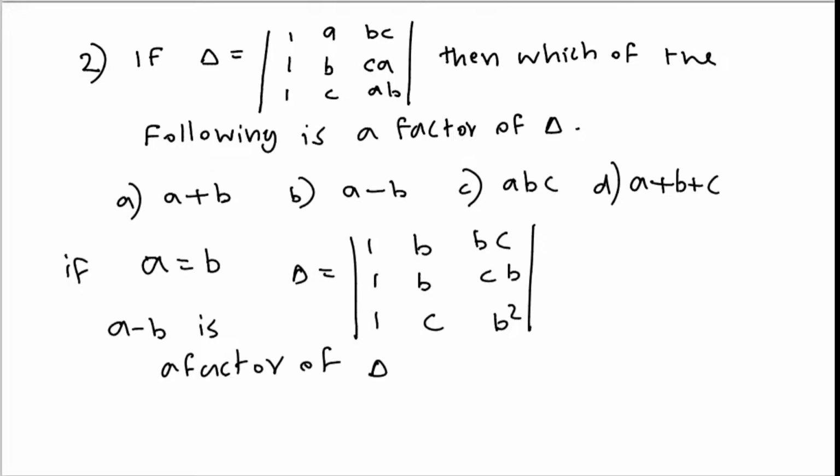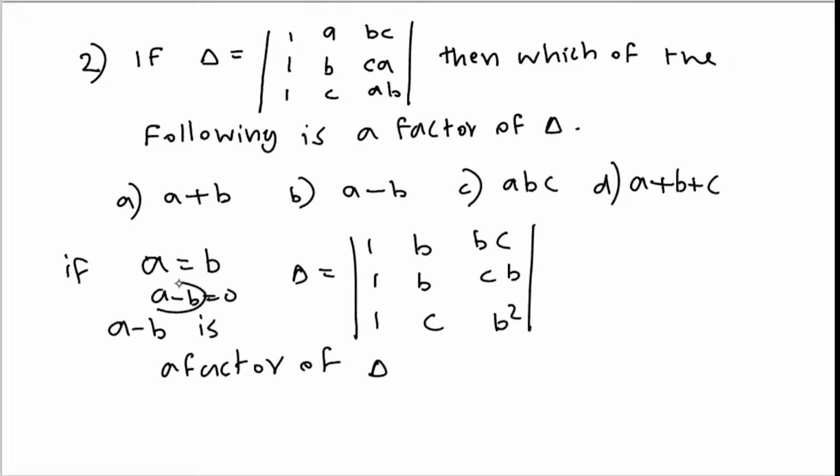I will explain once more. When I substitute A equal to B, I get the determinant as this. Here this row and this row are the same, so the resultant determinant is 0. If the determinant is 0 for A equal to B, that means A minus B is a solution. We can write A equal to B as A minus B equal to 0.